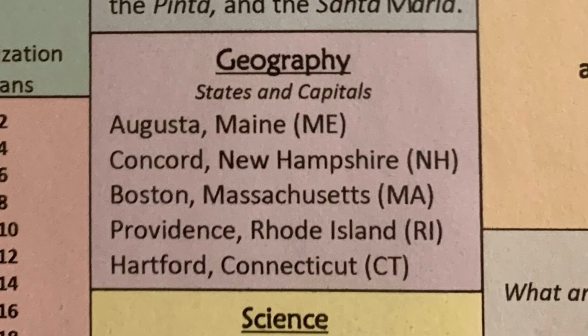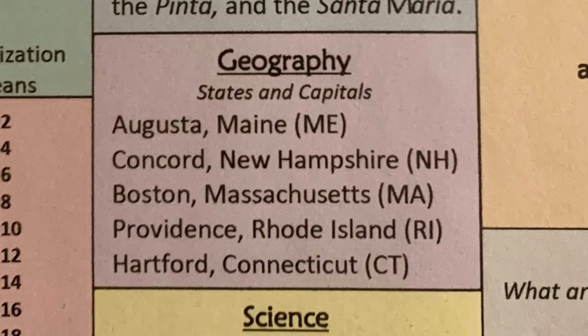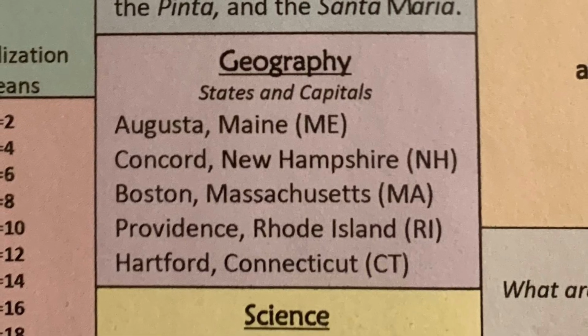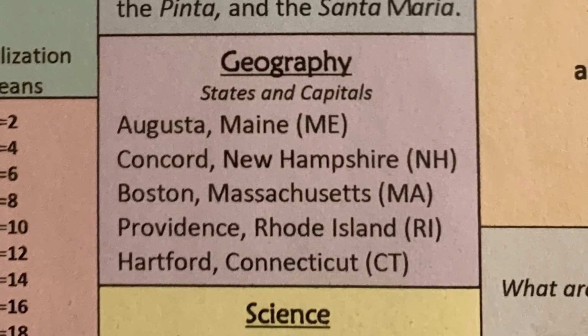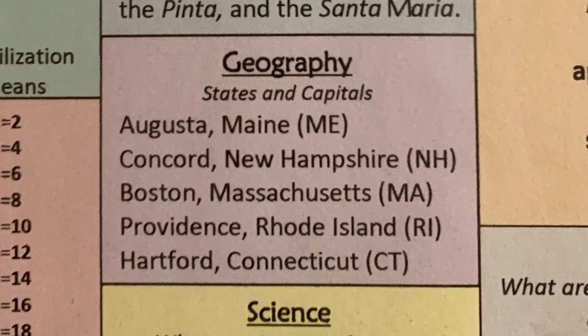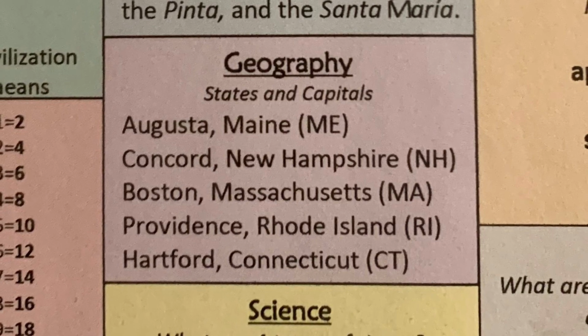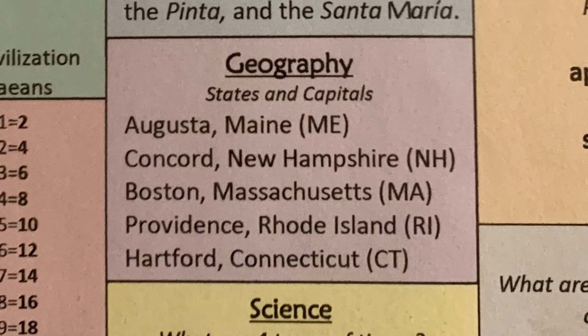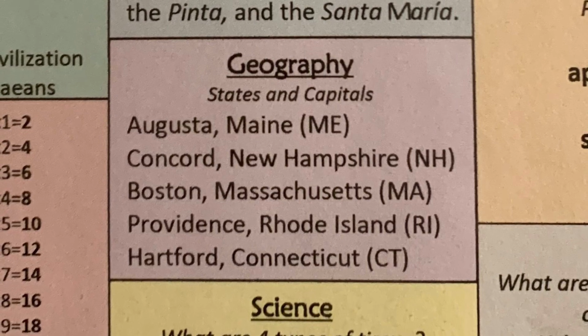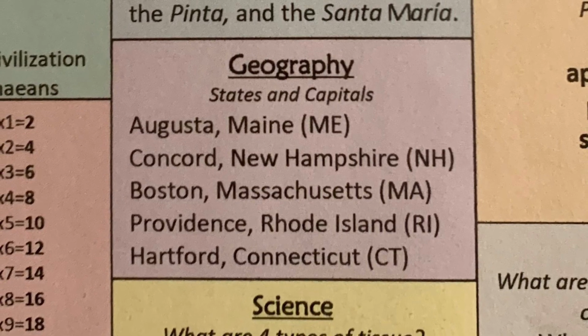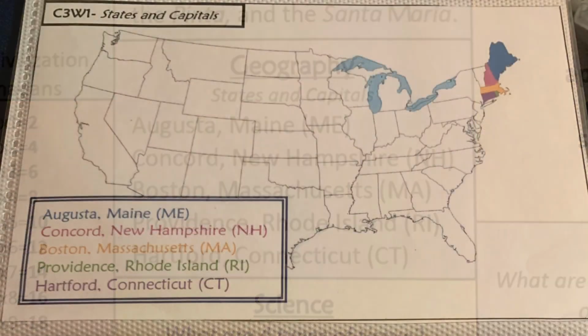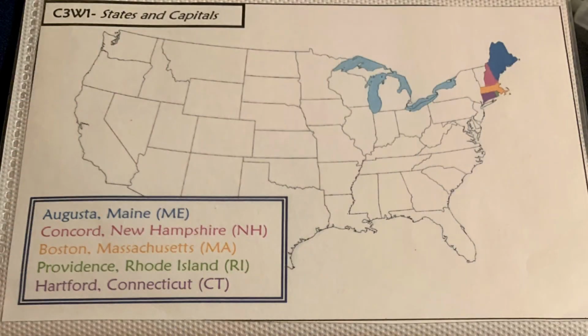Geography, states and capitals. Augusta, Maine. Concord, New Hampshire. Boston, Massachusetts. Providence, Rhode Island. Hartford, Connecticut.